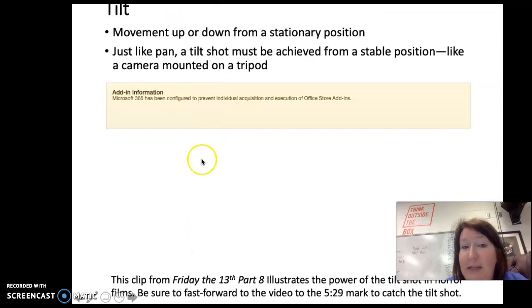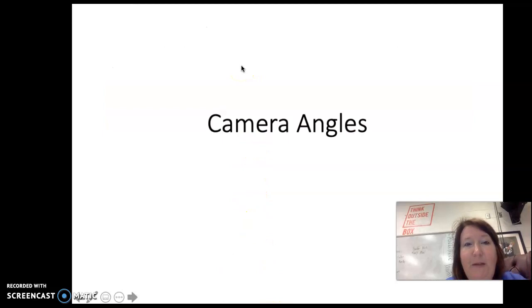Tilt, that's up and down. So that's where you start maybe from the top of something and you go down to it, or you start at the bottom and you go up to the top. Again, kind of a suspense builder.